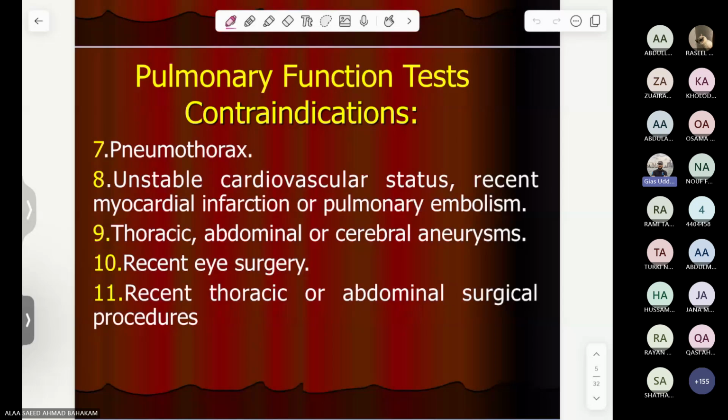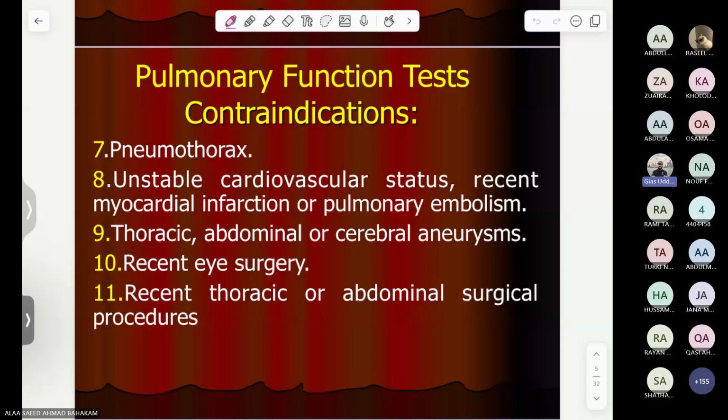Number 7, pneumothorax. Already you know this case. Case number 1 was pneumothorax, right? And number 8, unstable cardiovascular status. Recent myocardial infarction or pulmonary embolism. If the patient has a recent MI, we cannot do the pulmonary function test. Any thoracic, abdominal, or cerebral aneurysm.